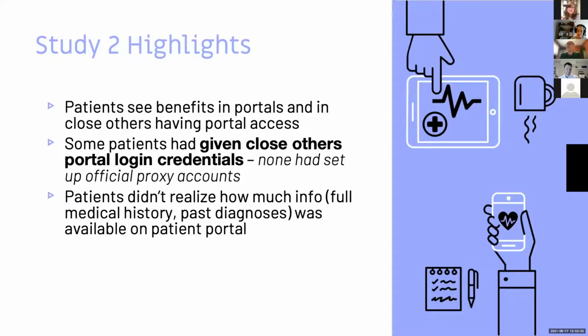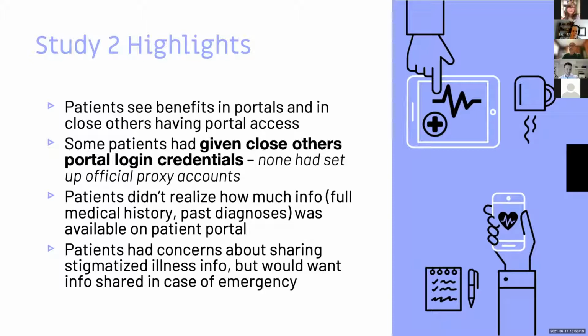So one of the other things we found out was that patients had no idea how much information was on these patient portals, because it really can contain full medical histories, past diagnoses, etc., that the patient may not want to share all of that information with that close other proxy. So they definitely had concerns about sharing stigmatized illnesses, if there was a mental health diagnosis or a substance abuse diagnosis or reproductive health decisions. Those types of things are sensitive and may not be shared.